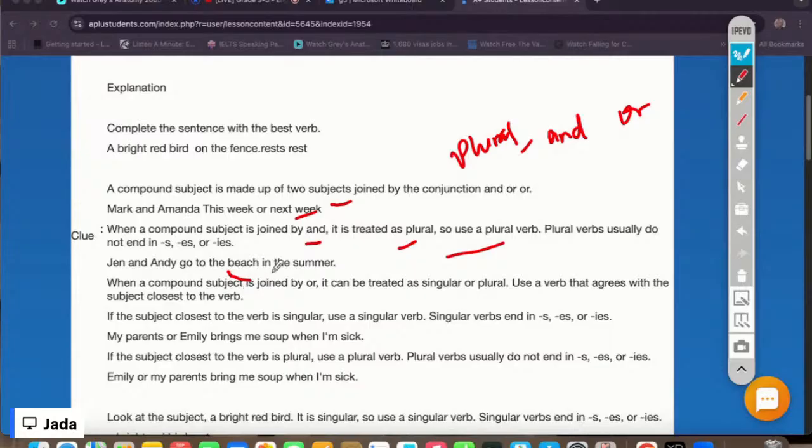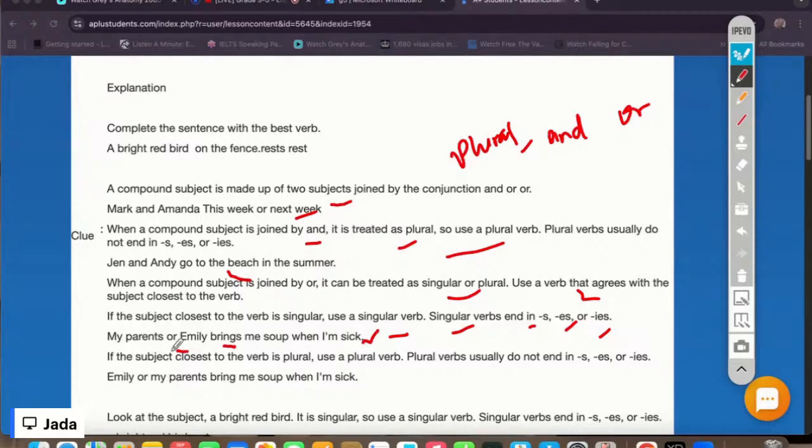And then when a compound subject is joined by or, it can be treated as singular or plural. Use a verb that agrees with the subject closest to the verb. If the subject closest to the verb is singular, you have to use a singular verb. And singular verbs end in s, es, or ies. So let's say, for example, my parents or Emily brings me soup when I'm sick. So you can see that Emily is the subject closest to the verb brings.